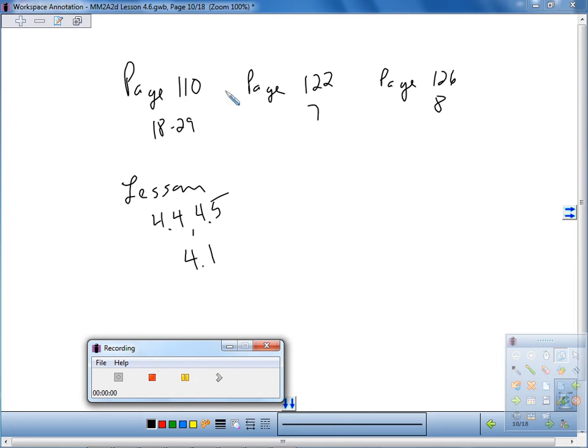This is the homework assignment: page 110, 18 through 29, and then page 122, 7, and page 126, 8. I'm going to spend some time going over the even ones from 18 through 29.